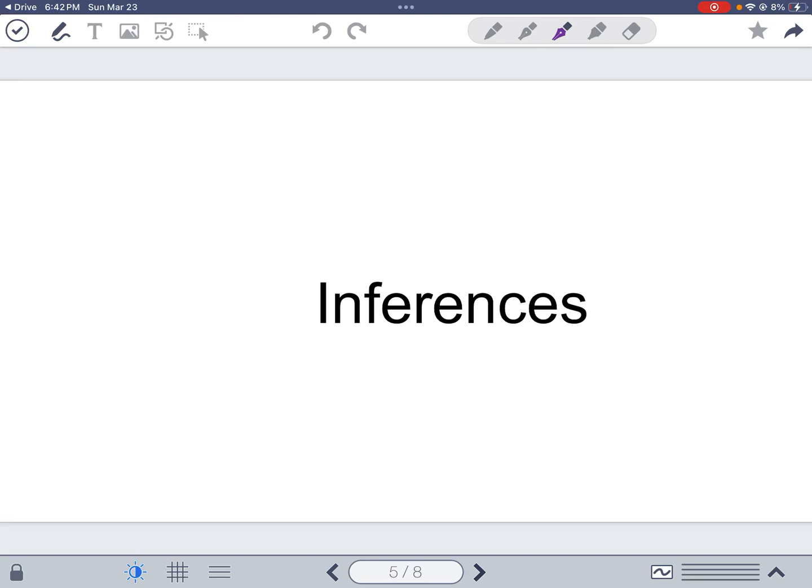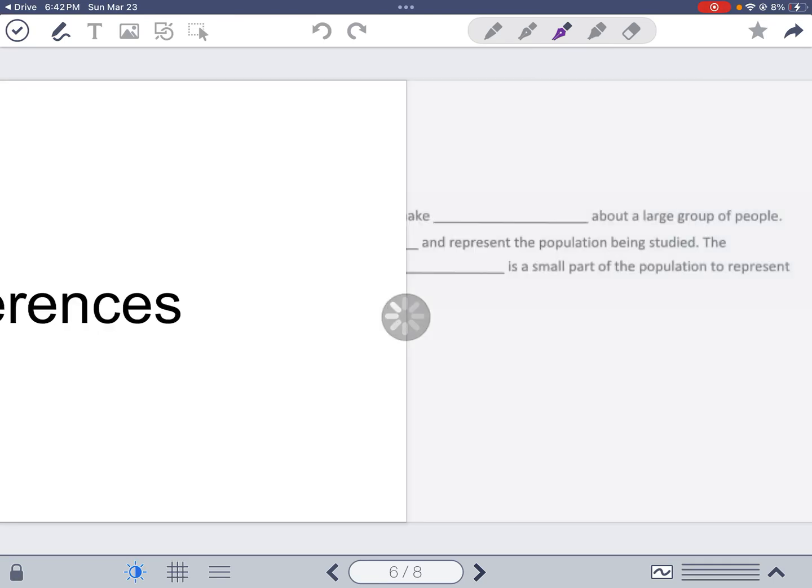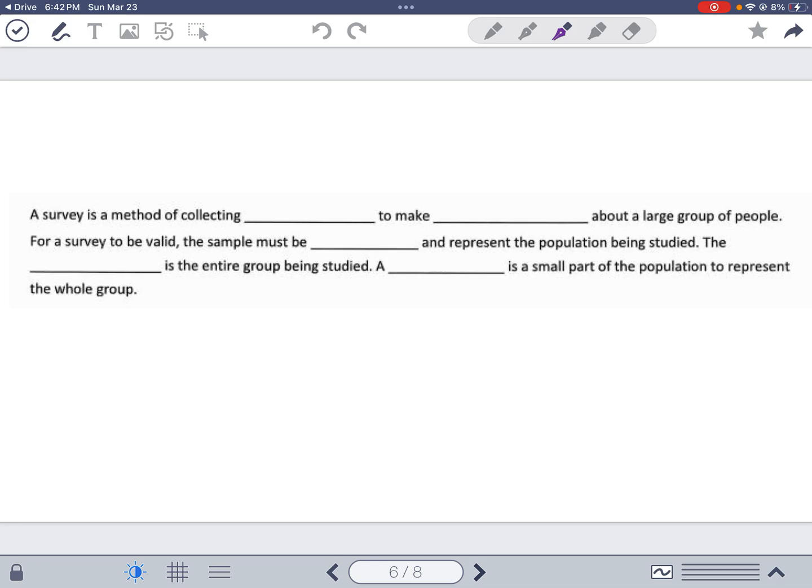Today we're going to do a review over inferences. So when we're looking at inferences, we're going to talk about a survey. A survey is a method of collecting information to make inferences about large groups of people. As we've already done this earlier in the year, this should be just a review.